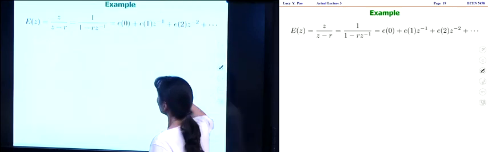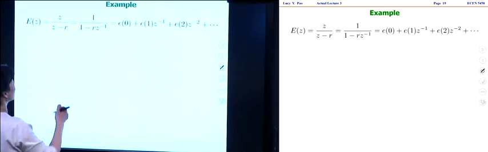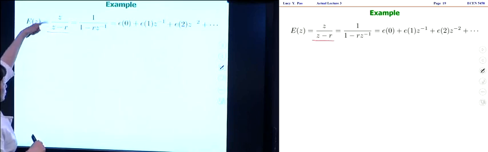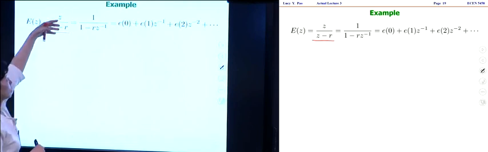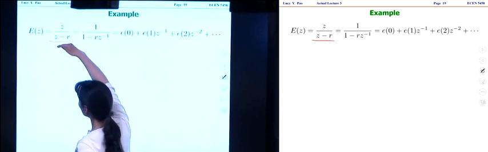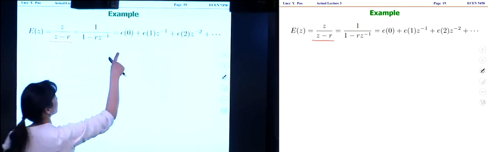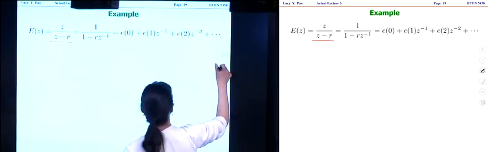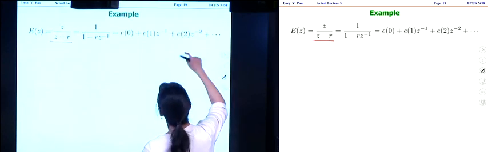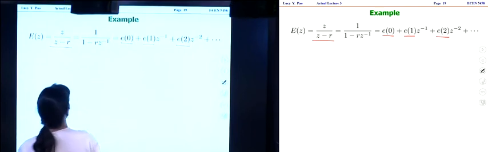Okay, so if we take our example, we already know what the inverse z-transform is here, but let's use the long division technique, right? If you're given this as the z-transform, you want to write it as a ratio of polynomials in z inverse. So divide by z in the numerator and denominator to get this. And by definition, e of z is going to be of this form. That's just from the definition of the one-sided z-transform. So what we want to know is what are e0, e1, e2, etc.